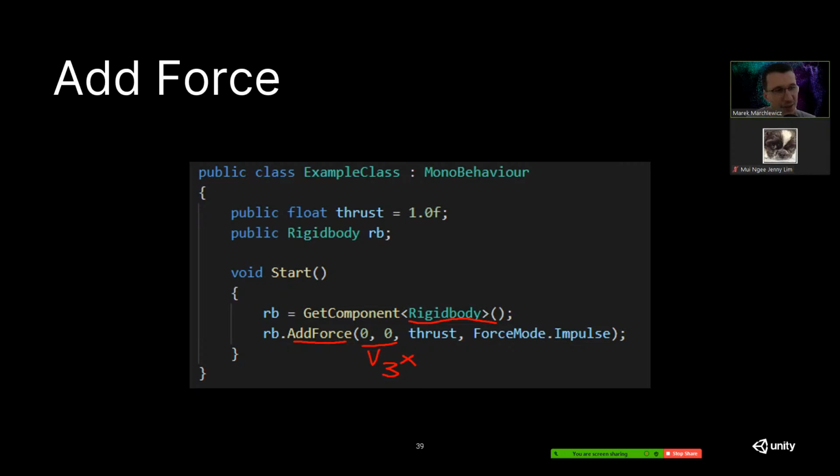This one is actually not a good example, because usually this would be Vector3. So this would be your direction multiplied by a thrust, right? So I would multiply it by a thrust here as a first parameter, and then the second parameter is the force mode. This one is very important, and I'm going to briefly talk about it in a second.